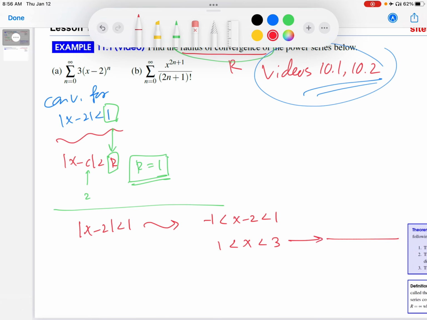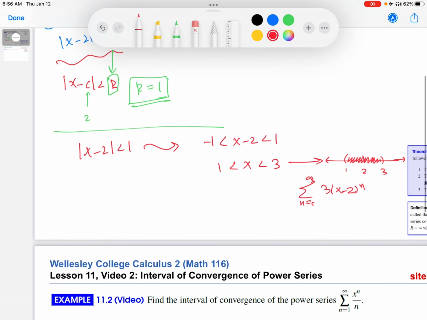This is now an interval, much like the one that I was showing you earlier in the video to explain the theorem that we were talking about. And therefore, we know for sure that for any x values in this interval, the power series, the sum of 3 times x minus 2 to the n, as n goes from 0 to infinity, converges. If you rewind the video all the way to the beginning, we explored x equals 2.5, that's in here. We also explored x equals 2.6, that's in here. So those are examples of x values in here.